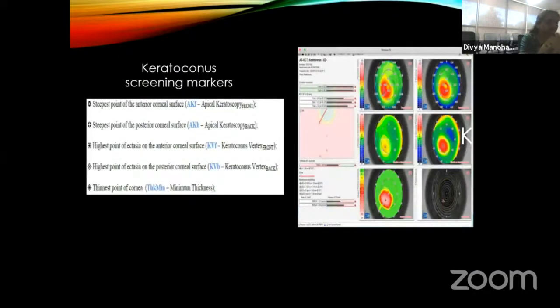Again, so the keratoconus screening markers, there are a couple of points that would be projected on this right screen, the lowermost screen. So when the points are too close to each other, then there is a possibility of keratoconus. So this is also projected on the screen.